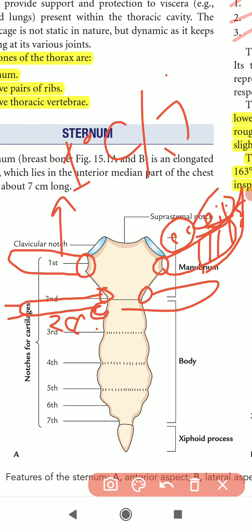And from this second costal cartilage, this is a secondary cartilaginous joint.